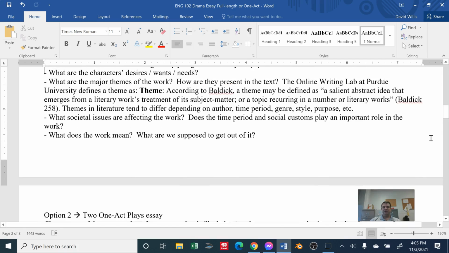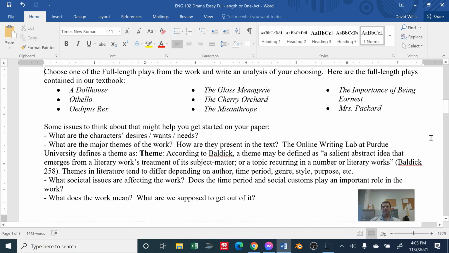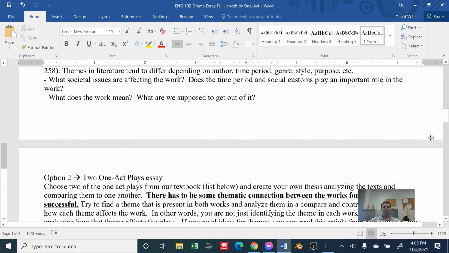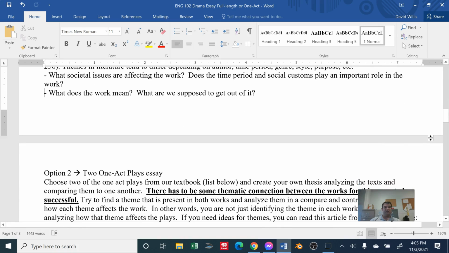It comes up in things like the Glass Menagerie. There's class issues in the Cherry Orchard. The Importance of Being Earnest is also discussing class issues in England. So plenty to write about. You could take a look at, what does this work mean? You could take the approach that you took with the poetry essay. What does this work mean, and how do I prove it to my audience?